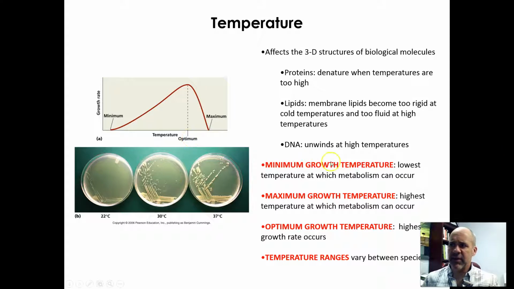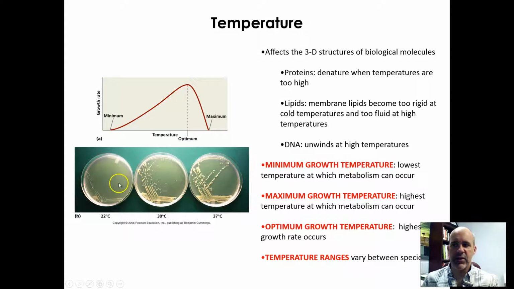An example of this is shown on some petri dishes on which bacteria have been streaked out to try to generate colonies. This is the same organism, and you can see over here at 37 degrees Celsius, you've got a pretty high amount of growth. At 30 degrees Celsius, you've still got a pretty decent amount of growth, but not as much as at 37 Celsius.